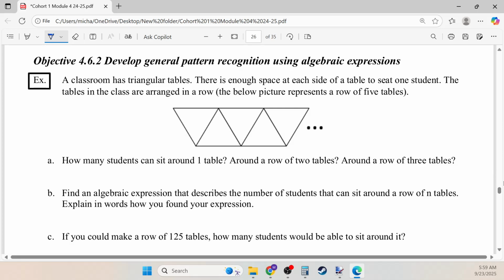So, a classroom has triangular tables. There's enough space at each side of a table to seat one student. The tables in the class are arranged in a row. The below picture represents a row of 5 tables. How many students can sit around one table?